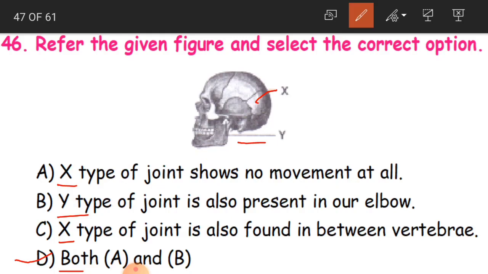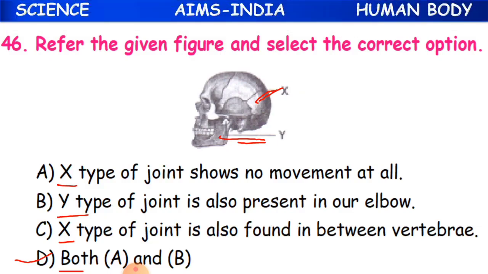Like X, this joint shows no movement at all, and this joint is also present in our elbow. That is the hinge joint. So that is why D is the correct answer, children.